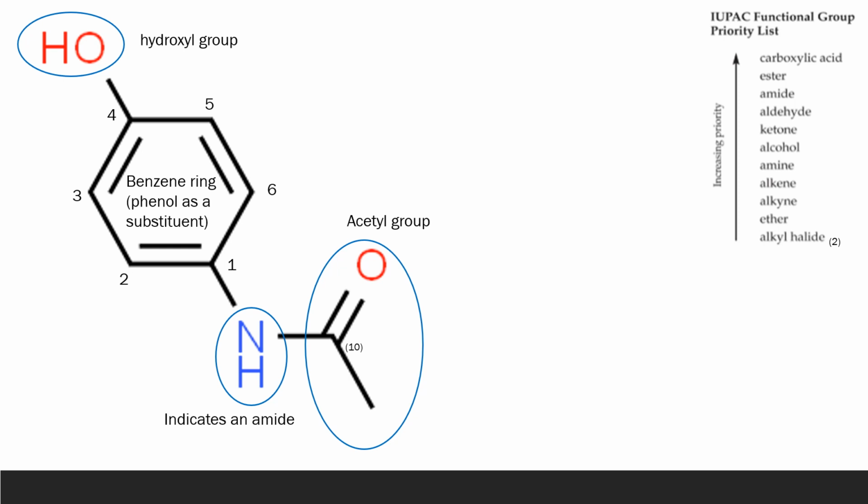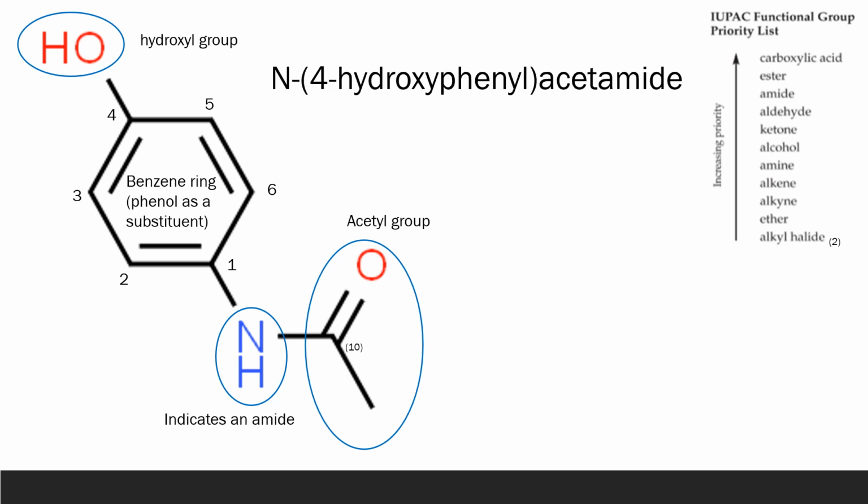Alright, now that you've had a chance to try and name this molecule, we can see that the name is N,4-hydroxyphenylacetamide, which makes sense because we have this long side chain including the benzene ring and the hydroxyl group. The hydroxyl group is coming off of the 4th carbon of the benzene ring, and we have the acetyl group right in front of our amide.